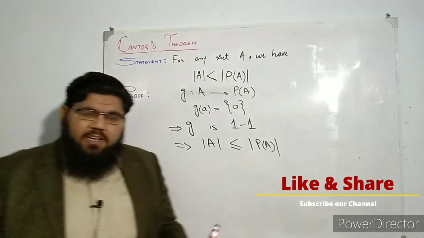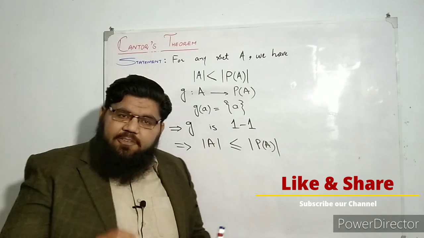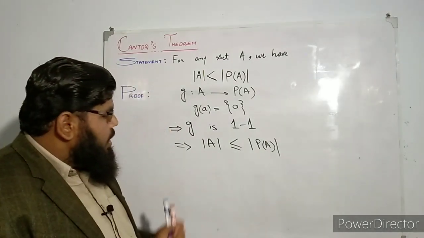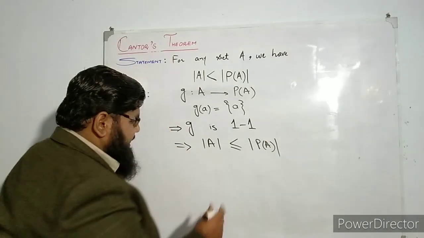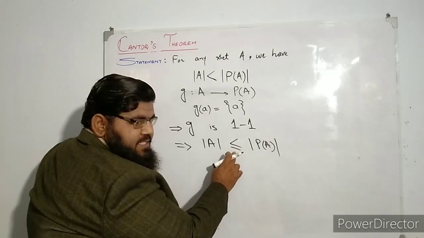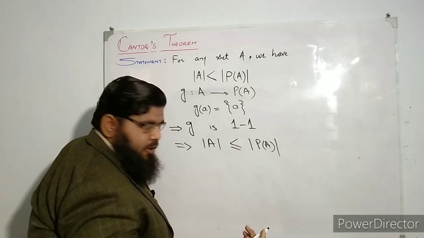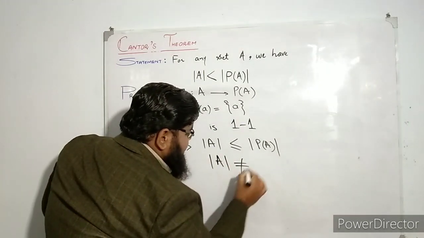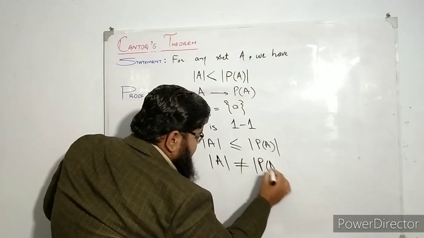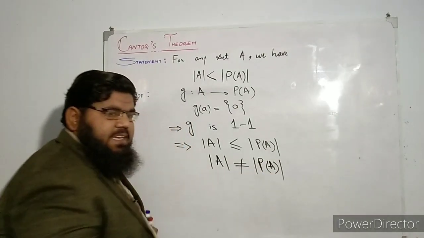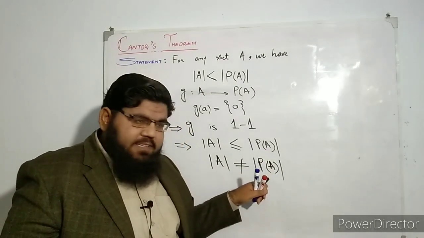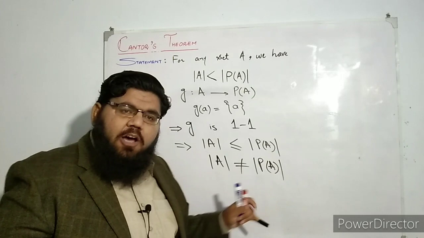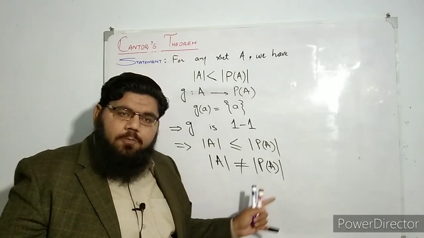So what is left for us to prove? The only thing that is left for us to prove is that the case over here, the equality case, is not the truth. That is, we need to prove that this case is not possible. The cardinality of the set A and the cardinality of its power set are not equal. They are never ever equal. We have to prove this.